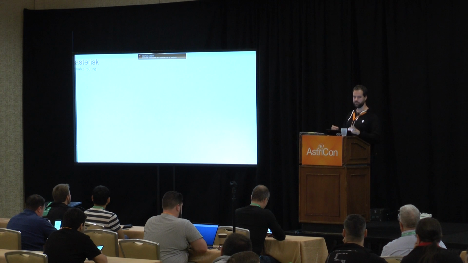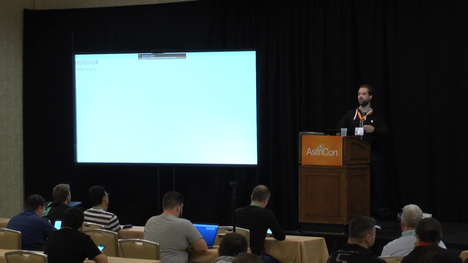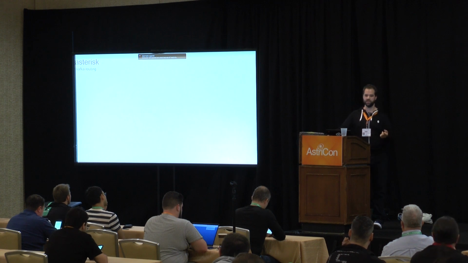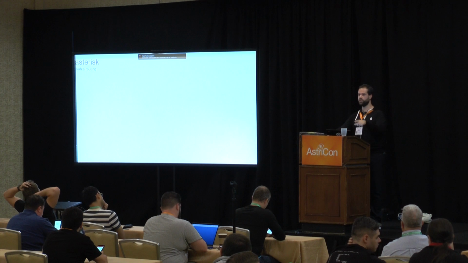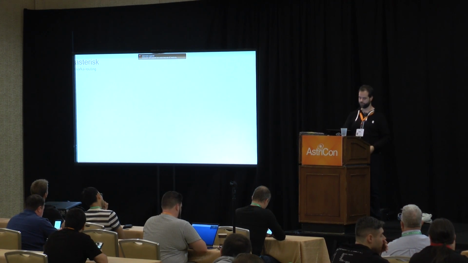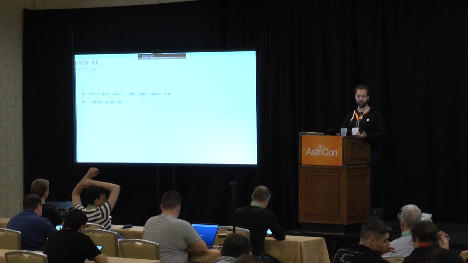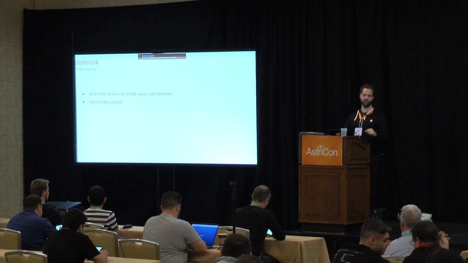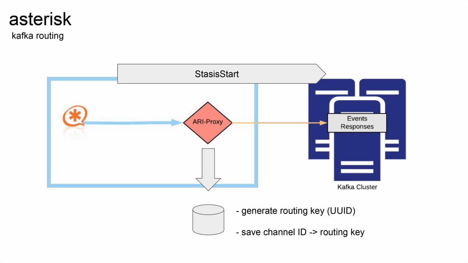So we have this Kafka routing we have to care about, because we don't want to have all Stasis start events on one call controller and all channel state change down events on the other one. We want to have all on one call controller. So all events should go to the same call controller and the replies should go to the correct sender, hopefully.